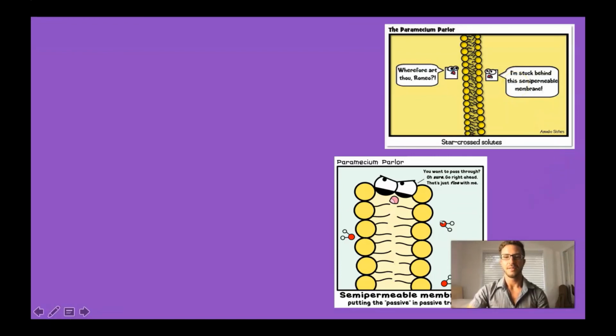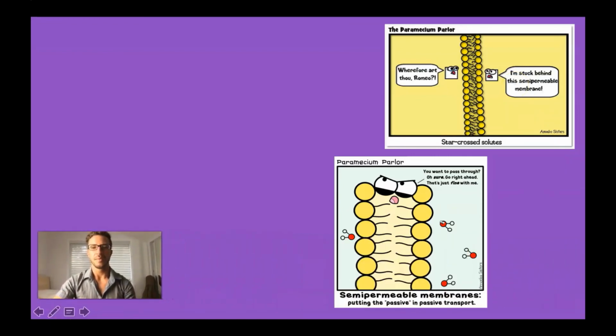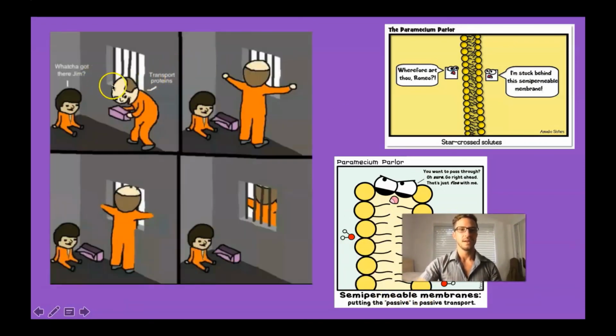Lastly, just a couple of other ways to think about this. Here we have, I might just move myself here. 2 star-crossed solids. Where art thou, Romeo? I'm stuck behind this semi-permeable membrane. Then we have the semi-permeable membrane, which is putting the passive back into passive transport. I like this one the most though. So here we have a wall with transport proteins inside and outside, and if you get it, it's because it's a cell wall.